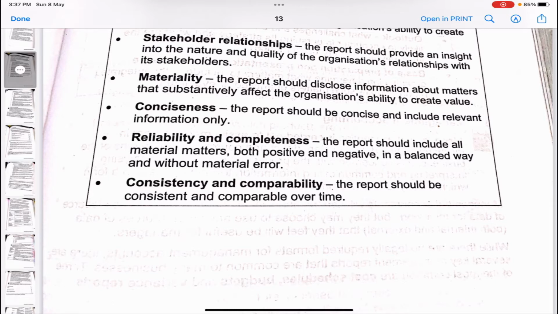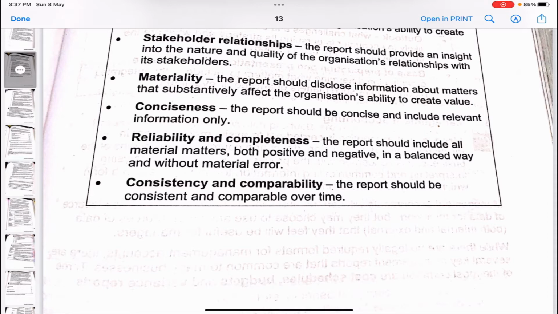Materiality. The report should disclose information about matters that substantively affect the organization's ability to create value. And then we have conciseness. The report should be concise and include only the relevant information and data. Reliability and completeness. The report should include all material matters, both positive and negative, in a balanced way and without any material error.